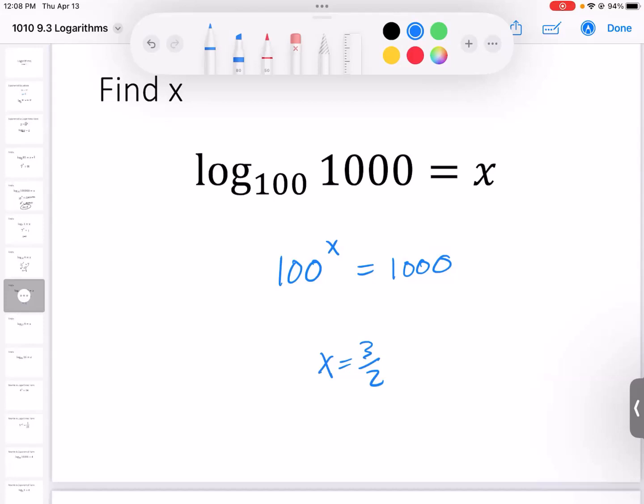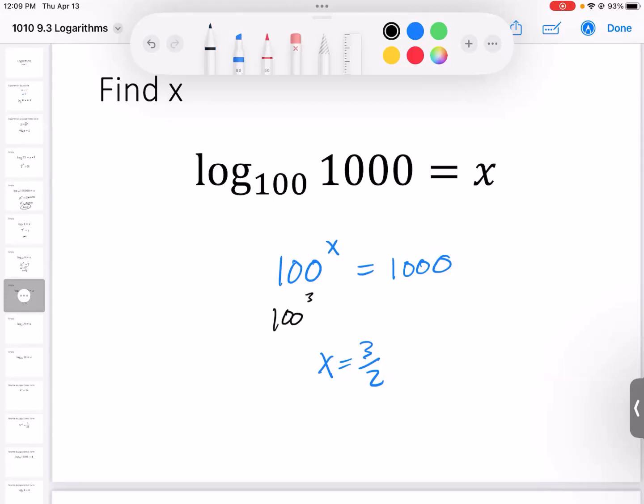And if we think about this, it makes sense that it could be a reasonable answer, right? Because if we did 100 to the first power, that would be 100. If we did 100 squared, we would get 10,000. And 1,000 is in between 100 and 10,000. So this seems like a reasonable number, but let's double check and make sure it really will work out.